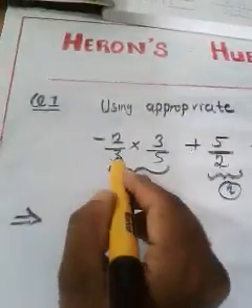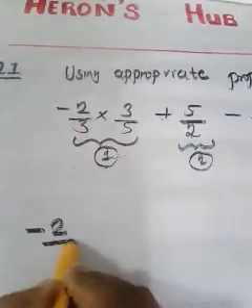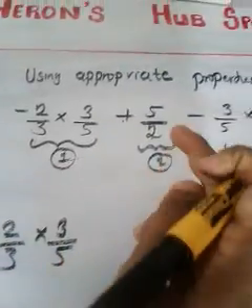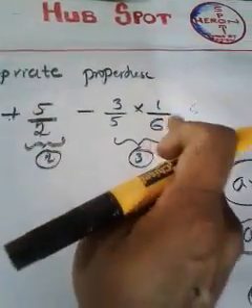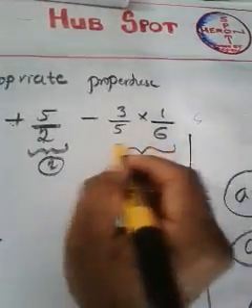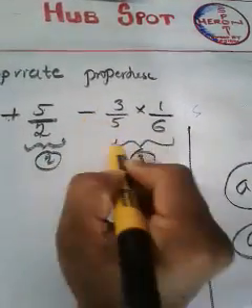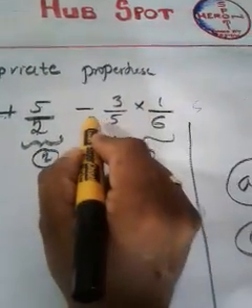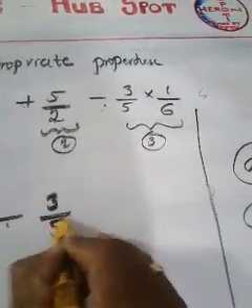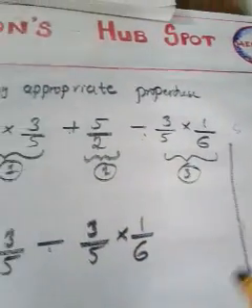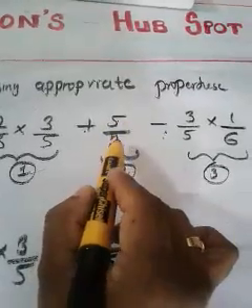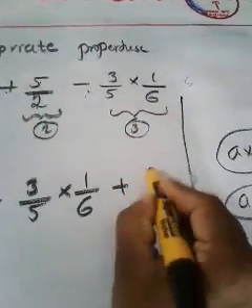That means, listen. The first term is minus 2 by 3 into 3 by 5 as it is, without any change. And next, instead of 5 by 2, I am going to write the last term. When you write a term, you have to write it with the sign. Here the sign is minus. So you have to write minus 3 by 5 into 1 by 6. And at last, you can write the next term, 5 by 2, whose sign is plus. So the last term you can write as plus 5 by 2.